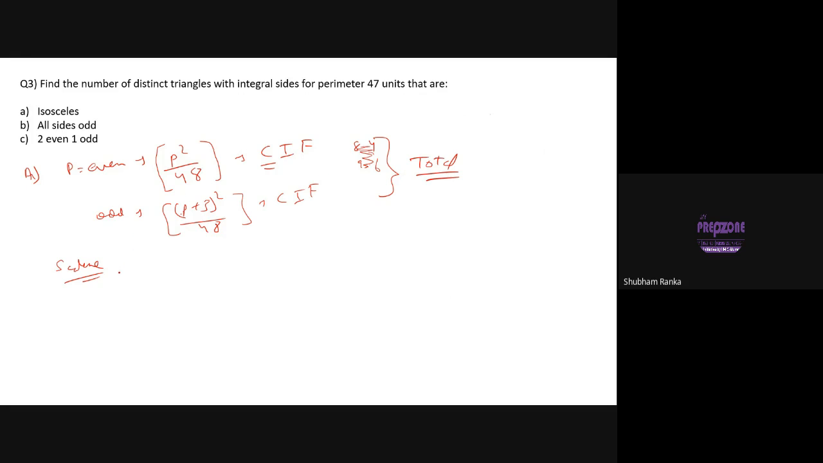If we are doing it for scalene triangles, where all sides are different, it will be a subset of this. So just replace p by p minus 6 in the above formula. So if the perimeter is even, the number of scalene triangles, if I replace p by p minus 6 here, will be p minus 6 whole square by 48. Again, the closest integer function. If p is odd, I replace p by p minus 6 here to get p minus 3 whole square by 48.